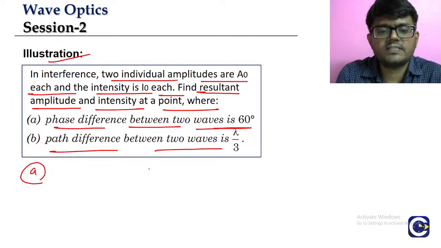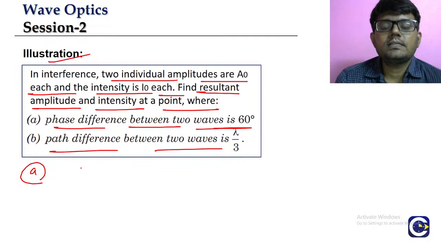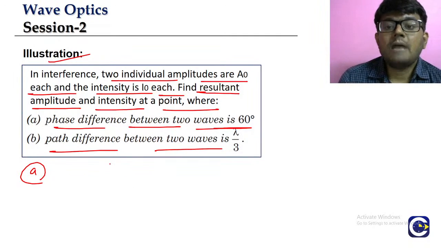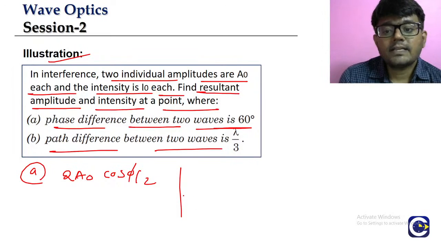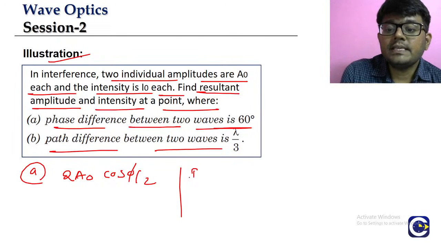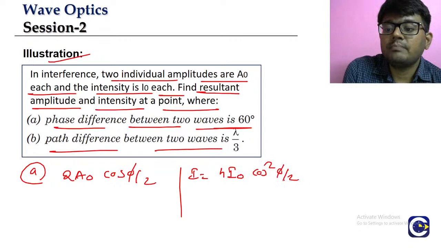Two cases. First we will see case A here, right? What is the resultant amplitude? 2a naught cos phi by 2. Correct. And what is the intensity? I is equal to what? 4 I naught cos square phi by 2.